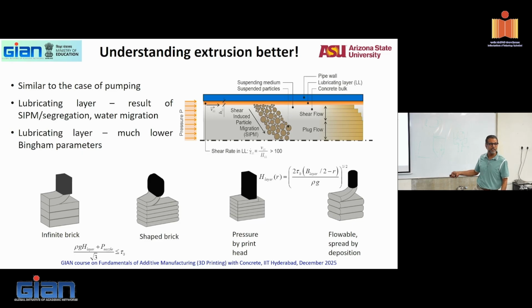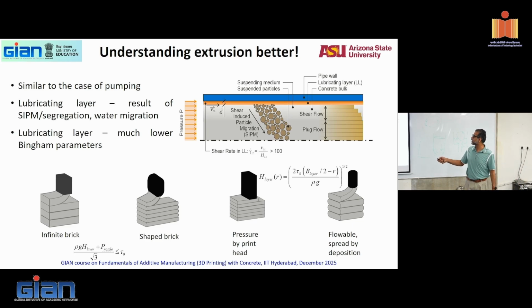This is what we normally do, where you exert a little bit of an overburden pressure on the printer if you have to by adjusting the nozzle distance and all of that, but flowable spread by deposition. So the height of the layer, this is one. Somebody asked, how do you calculate the height of the layer? So this is one way in which you theoretically calculate the height of the layer.